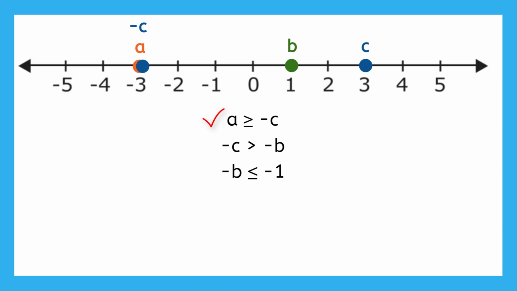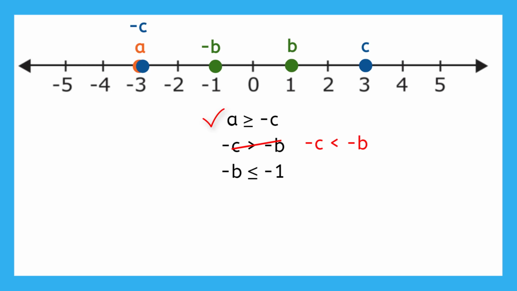The next one says negative C, which we know is over here at negative 3, is greater than negative B. Where is the opposite of B on the number line? Well, if B is at 1, then the opposite of B is at negative 1. So is it true that negative C is greater than negative B? Nope, B is to the right of C, so this is false. In fact, the opposite of C is less than the opposite of B.